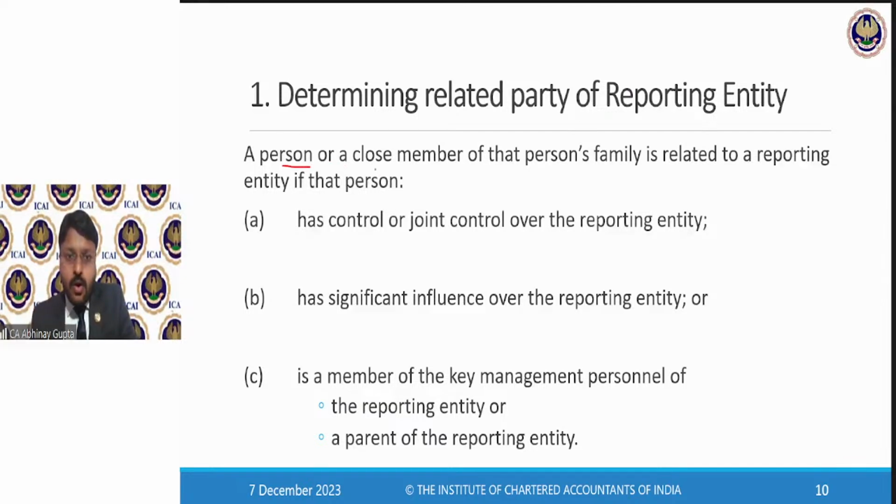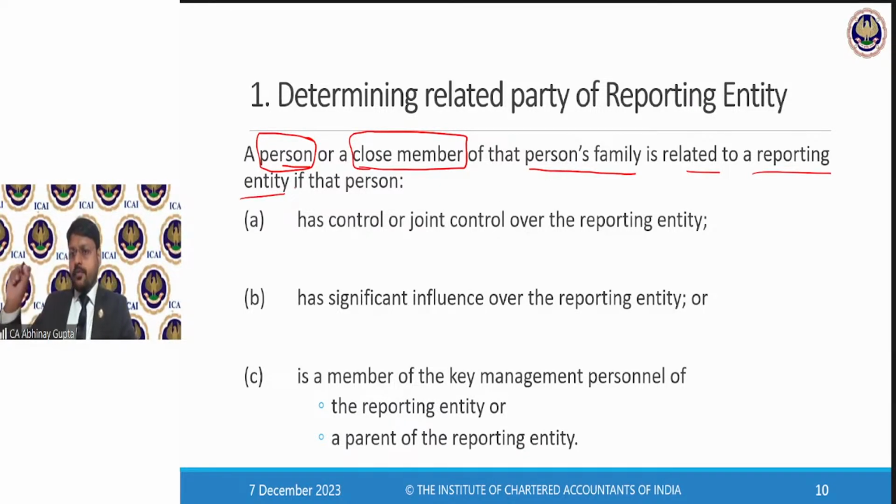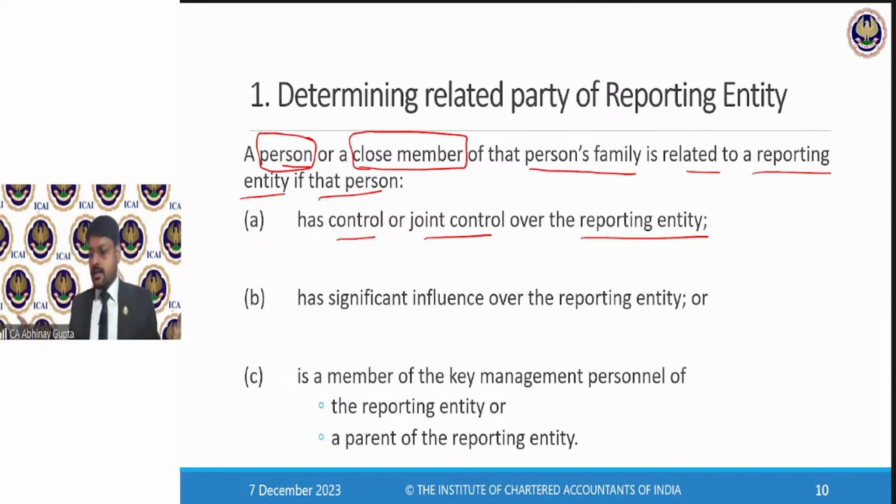A person or a close member of that person's family is related to the reporting entity. Reporting entity means the entity for which we are preparing the financial statements, and we will be applying Ind AS 24 on that entity's financial statements. This applies if that person has control or joint control over the reporting entity, right? So Mr. A has a 50% shareholding in, suppose, ABC Limited. So Mr. A is controlling ABC Limited, yes or no?